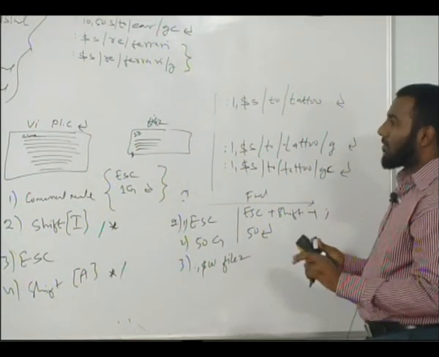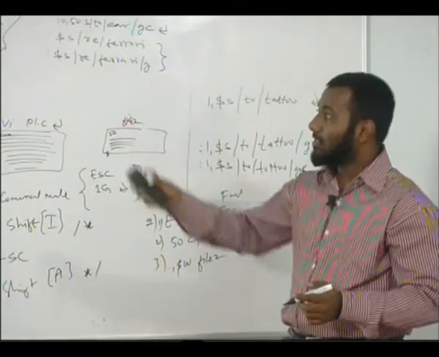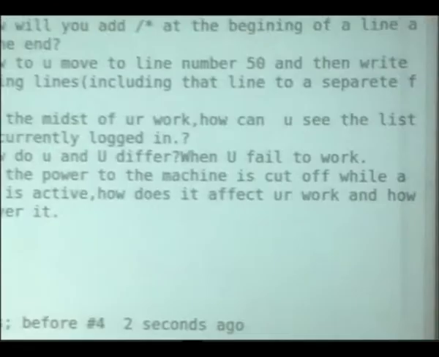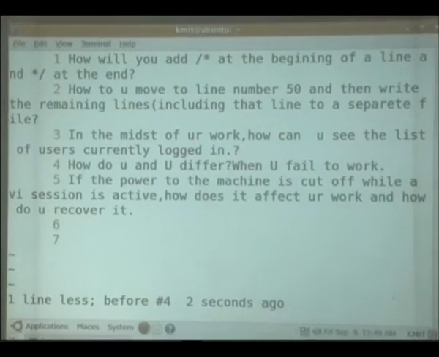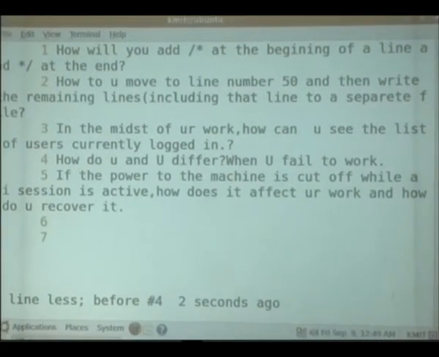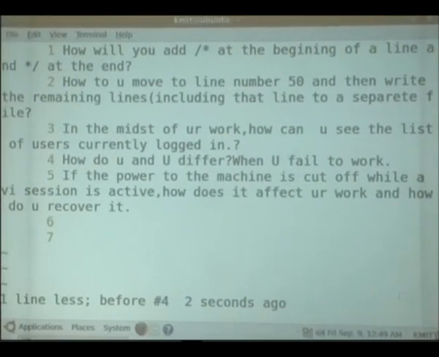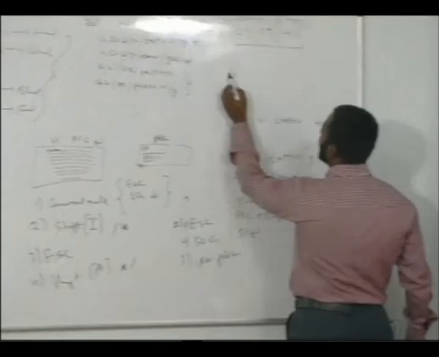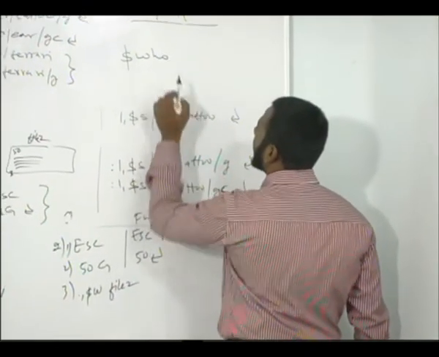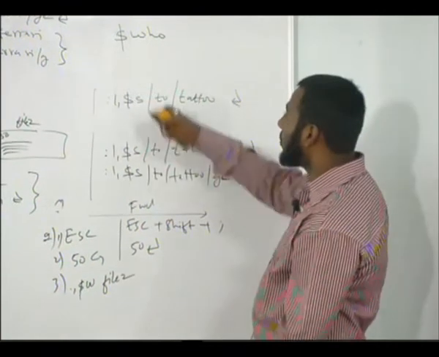This happens when you are in a VI editor session. Now, for example, we are in a VI editor session, right? These are all the questions which have been written. Now I want to find out how many users are currently logged in. In order to know that, what is the command to find out who are the users who are currently logged in? For example, who is the command.